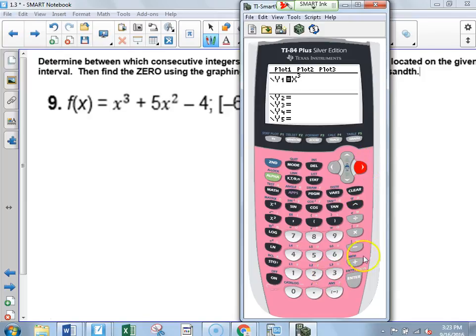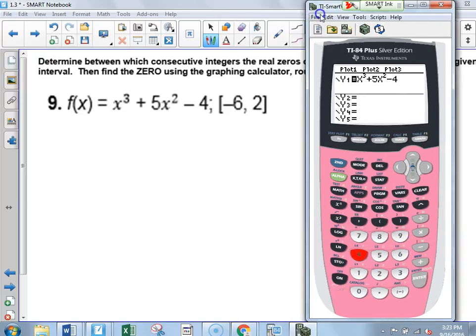X to the third plus 5x squared minus 4. Okay? It says in the question that we are interested in finding zeros between -6 and +2. So I actually set my x min to -6 and my max to 2. But you don't have to. You could leave it -10 to 10 and it wouldn't matter.